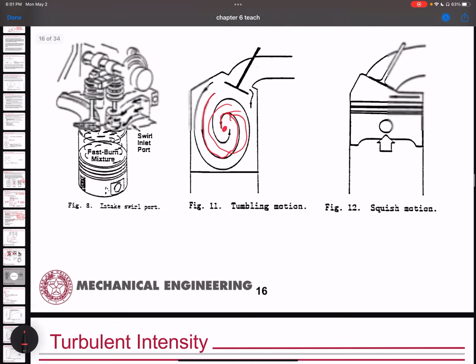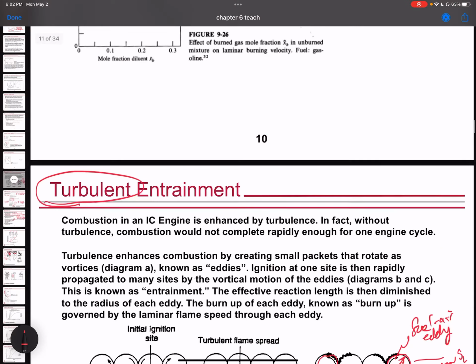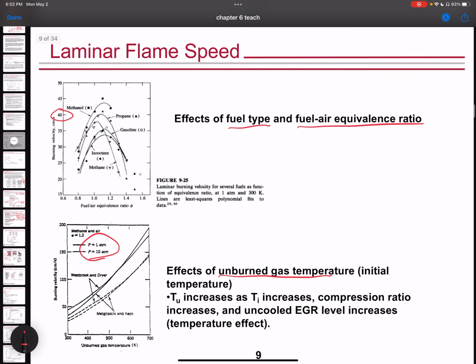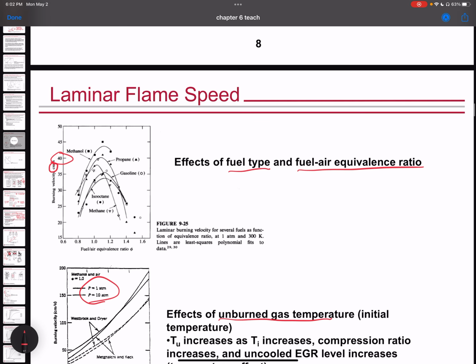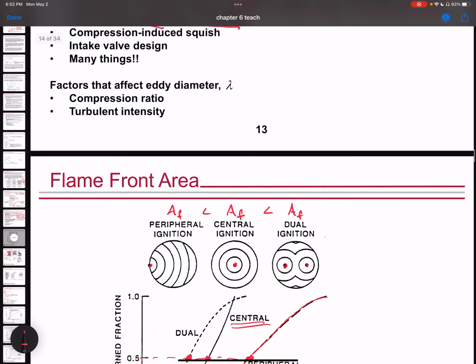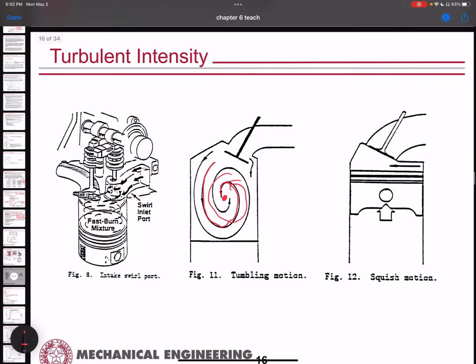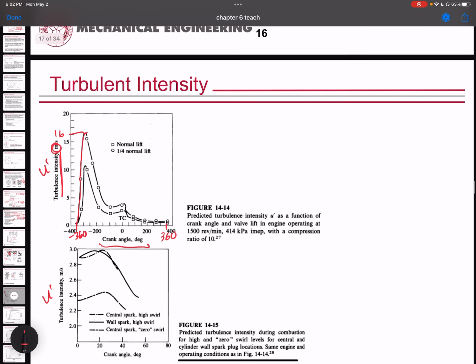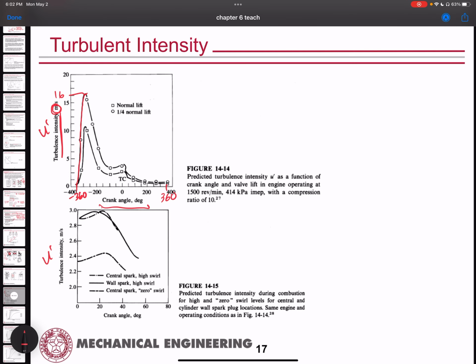Remember before, when we were looking at laminar flame speed, those values were centimeters per second, right? And so we're now looking at meters per second, okay? And so we're at a much higher level, on the order of 1,500, 1,600 centimeters per second. So we're at a much higher velocity, if you will, when we're talking about turbulence.